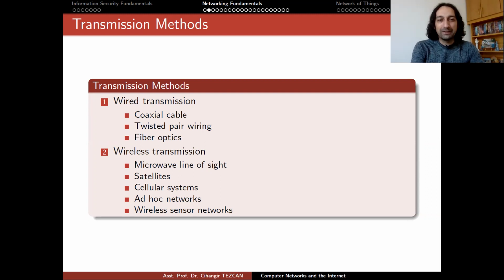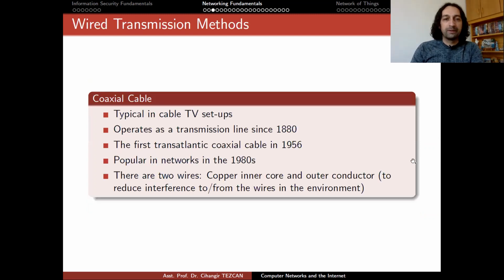In wired transmission, the most famous methods are coaxial cable, twisted pair wiring, and fiber optics. In wireless transmission, we have many methods: microwave line of sight, satellites, cellular systems, ad hoc networks, and wireless sensor networks. Those are the things that we are going to talk about. So let's start with wired transmission methods. The first one we are going to talk about is coaxial cable.